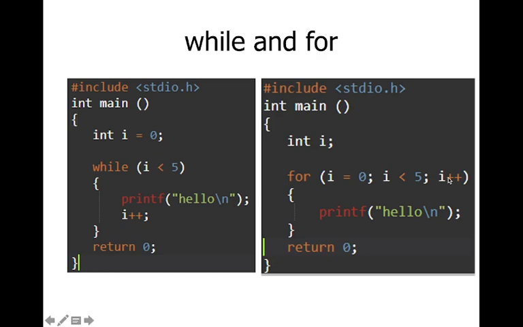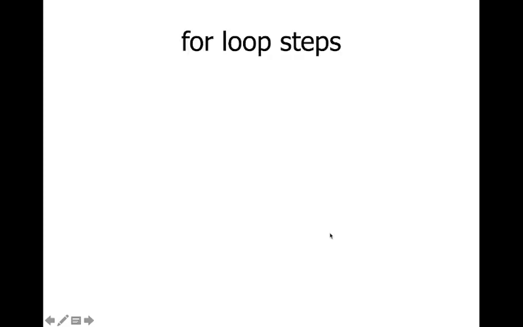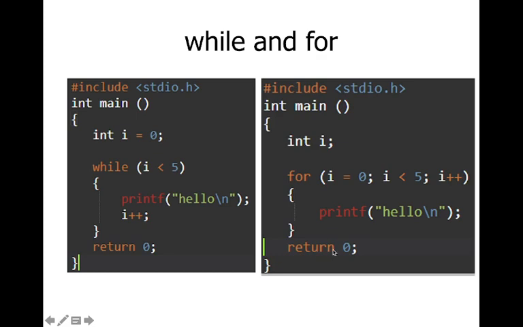i becomes 3. So 3 less than 5 will be checked. This test expression will be checked. 3 less than 5, so it is true. Again printf hello will be printed for the fourth time. Then i becomes 4. Now 4 less than 5 will be checked. It is true. So again the fifth time hello will be printed. Then i becomes 5. Then the condition will be checked. 5 less than 5, so it is false. Since it has become false, it will exit the loop. It goes to the return statement. So this is the way the for loop exits.